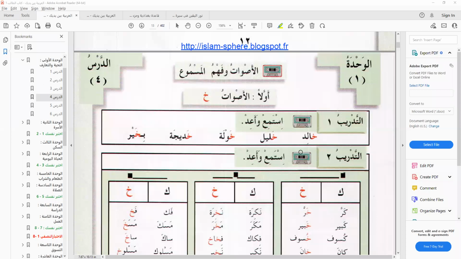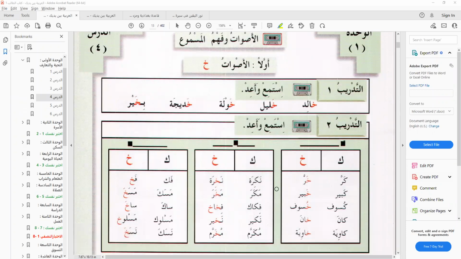Okay, so we have Khalidun, okay? Then we have Khalil, then Khawla, then we have Khadija. It might be uncomfortable initially, but over time you master it. Just as if you want to produce some phlegm, like I mentioned. Khadija, then Bikhairin. Khalidun, Khalilun, Khawla, Khadija, Bikhairin.